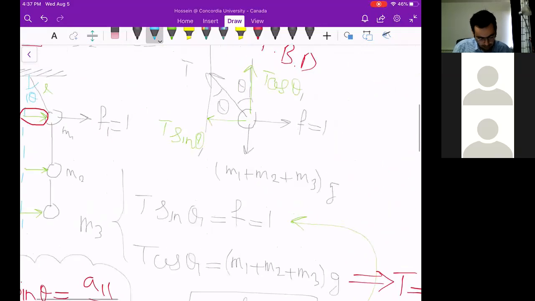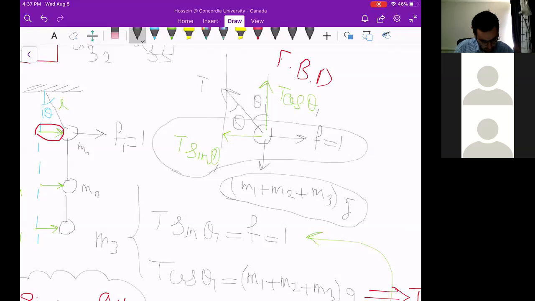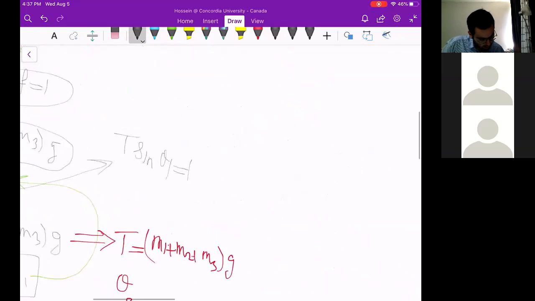As soon as we draw the free body diagram, in the y direction there is an mg force, and we project the T in the y axis: T cosine theta 1. From the horizontal coordinate we have F equal to 1, T sine theta 1. Then you just isolate the sine of theta 1. Yes, I isolate sine of theta 1 as 1 over T.